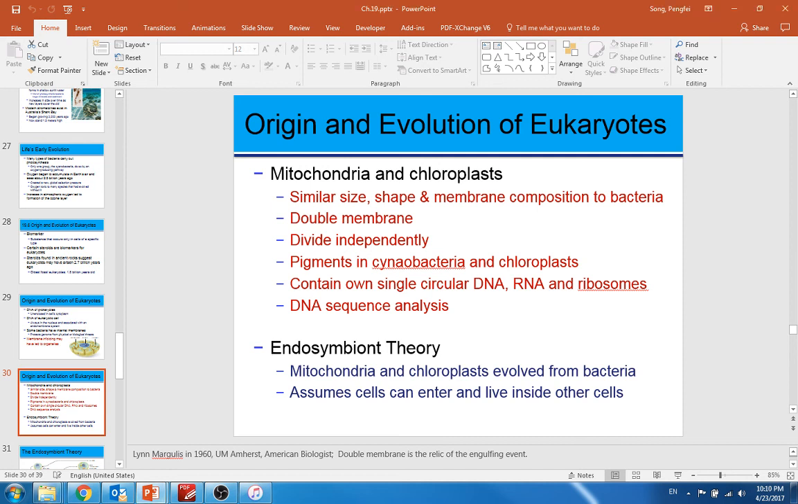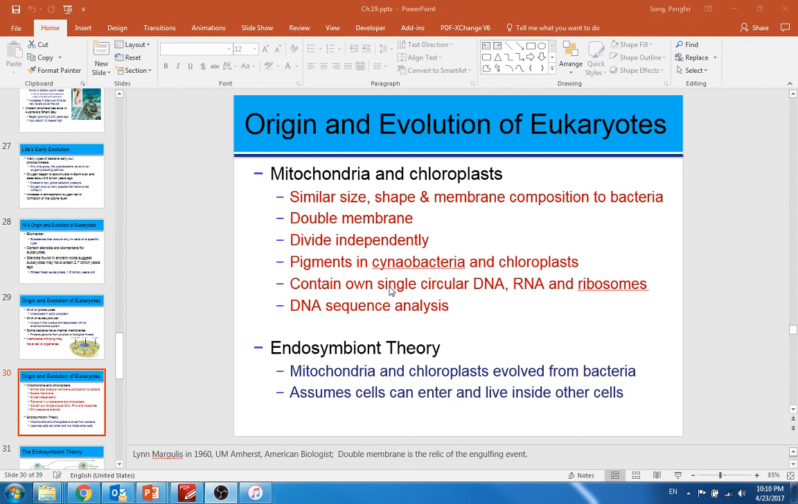The evidences include, number 1, mitochondria and chloroplasts have similar sizes and shapes, as well as membrane compositions, to bacterial cells. Number 2, they both have double membranes. The inner membrane is their initial membrane, and the outer membrane is the membrane from the host cells during that endocytosis event. Number 3 is that both of them can divide independently. Number 4, chloroplasts have pigments that are similar to the pigments in the cyanobacteria.